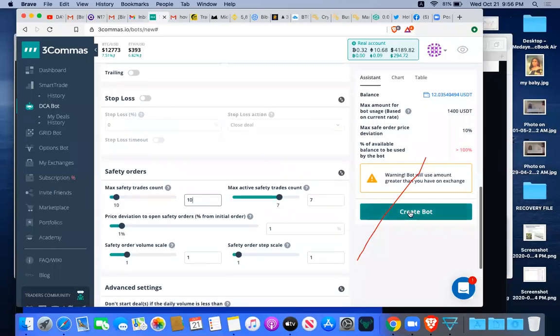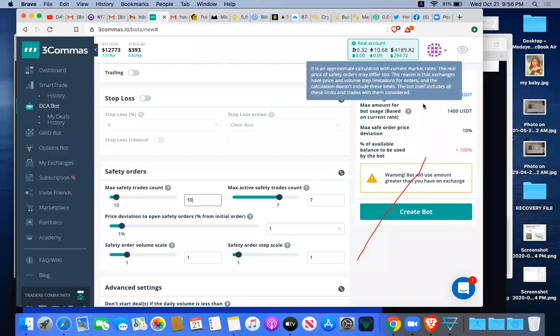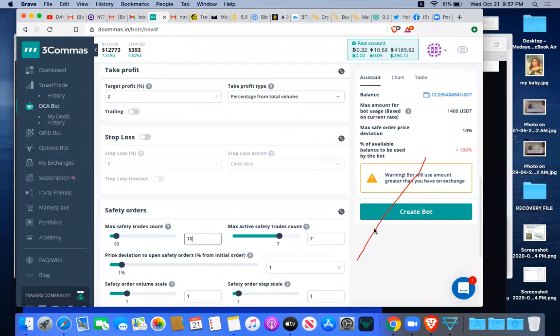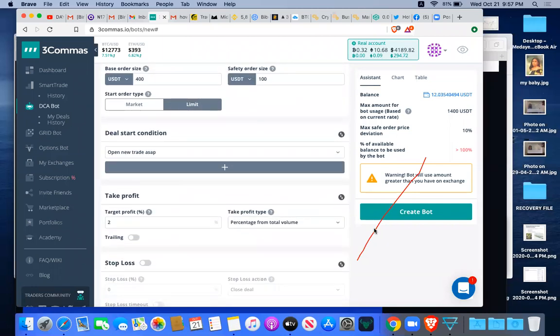The next thing you will check: look at it. See your balance, $12, and you want to do a trade of $1,400. That's what it's telling you. You are making an order greater than the balance you have. Assuming you have up to that, then you're good to go. Simply put, you just click create bot. I've shown us before. Now, having created that, you just go away. You don't need to bother yourself.